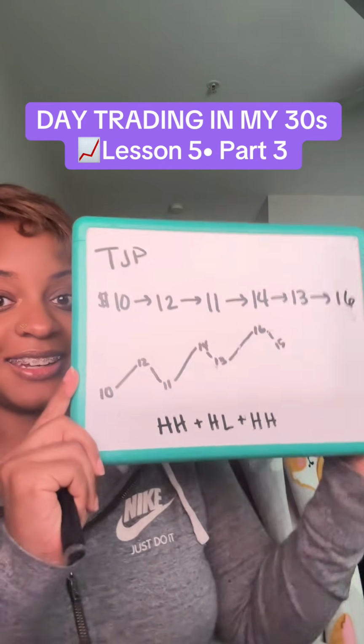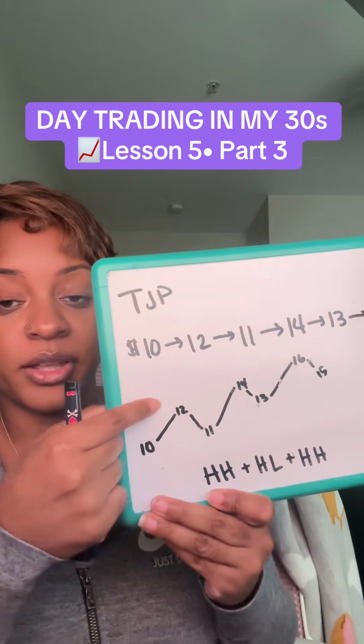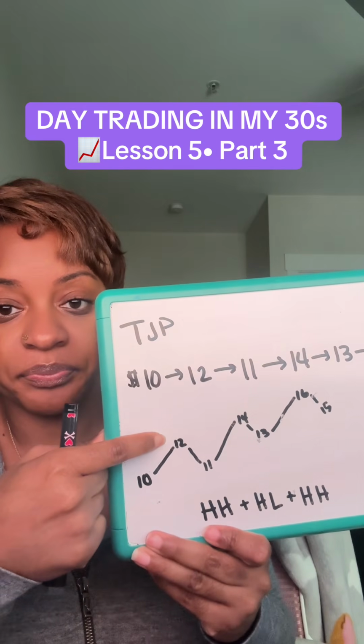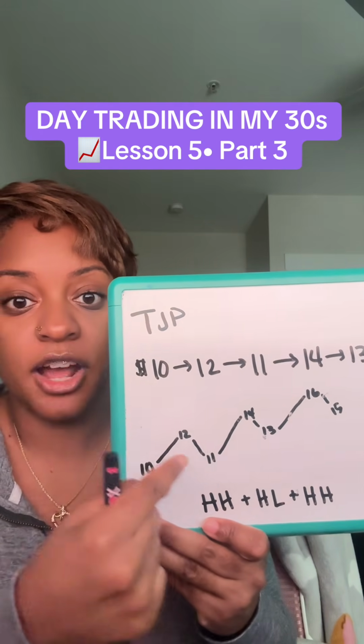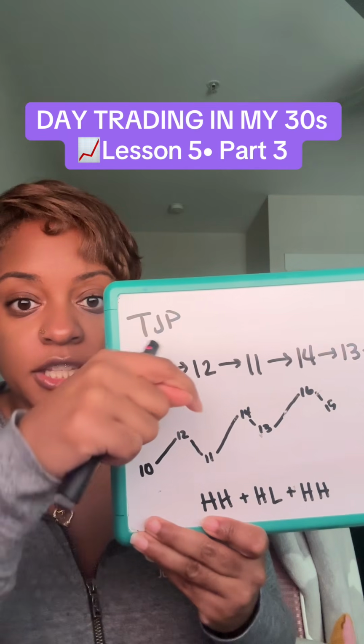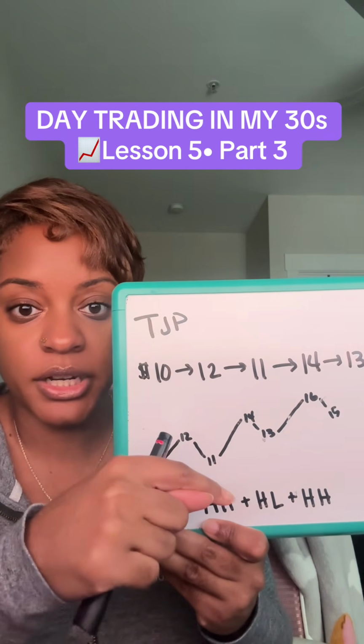And again, 12 is our first swing high because that's our first mountaintop. And then it turns and starts changing directions.